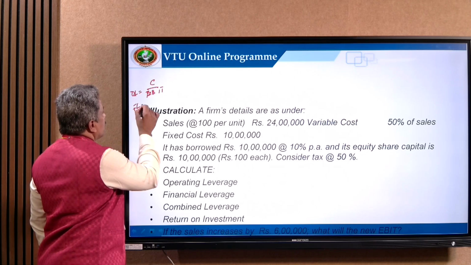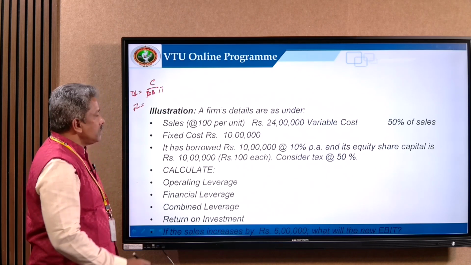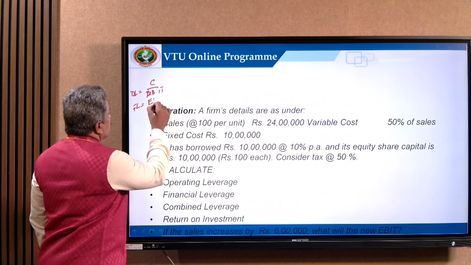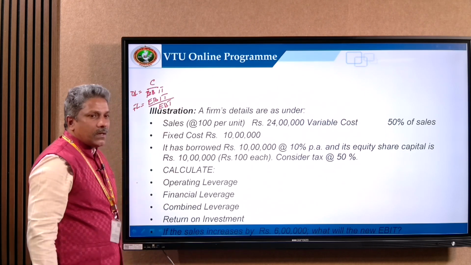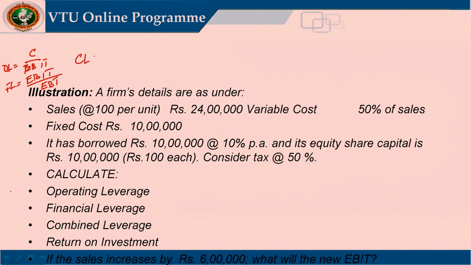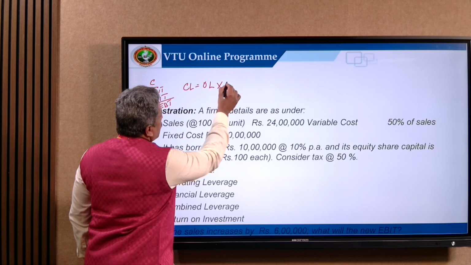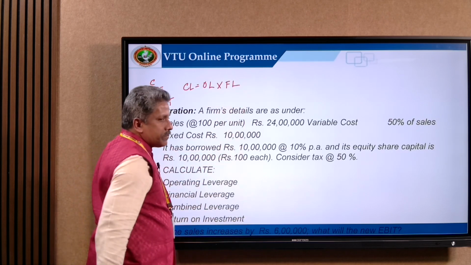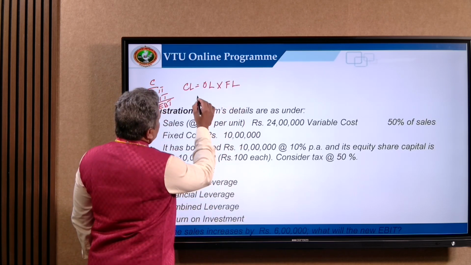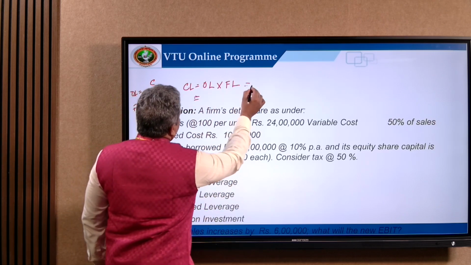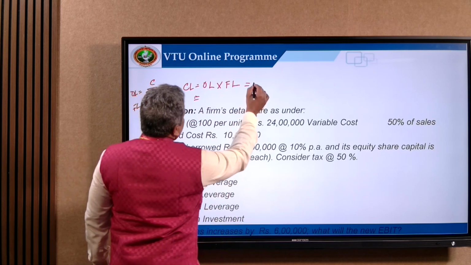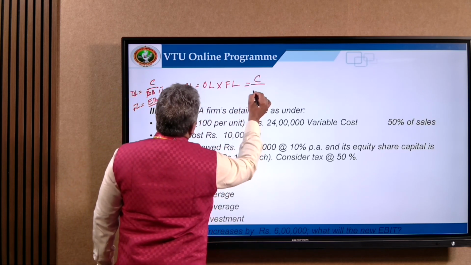Financial leverage is equal to EBIT divided by EBT. Then combined leverage is equal to operating leverage multiplied by financial leverage, or combined leverage is equal to contribution divided by EBT.